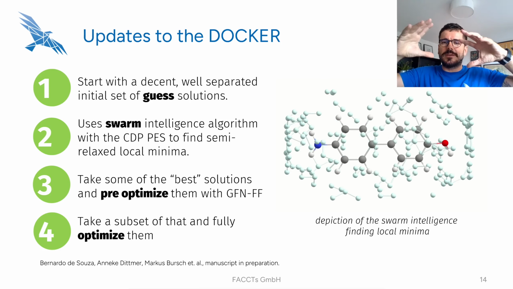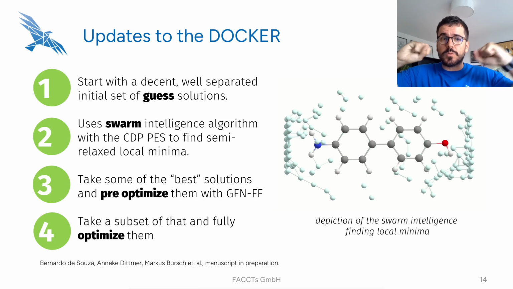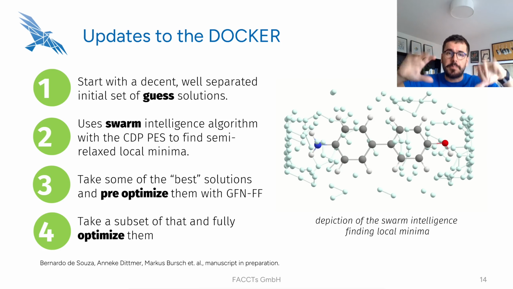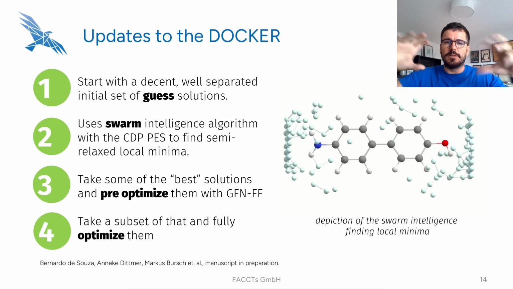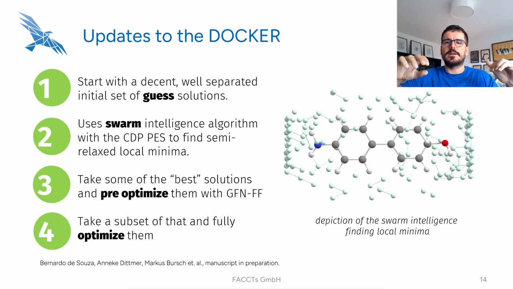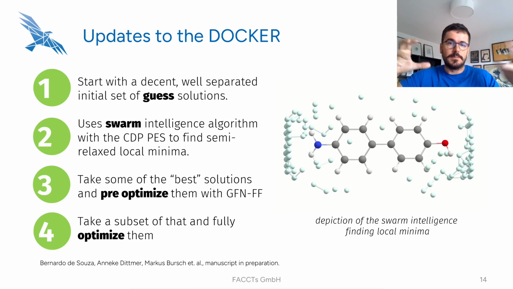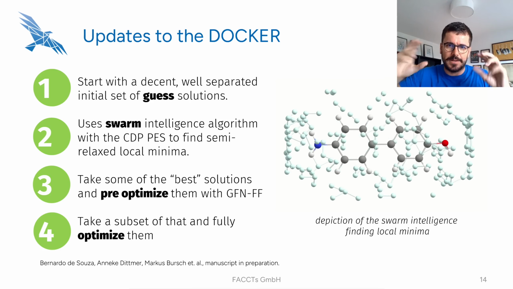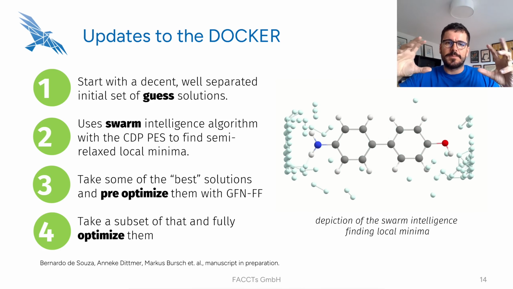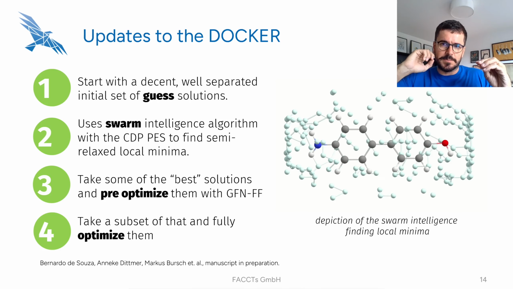We first start from some guess, and then we use swarm intelligence to find local minima as shown here. Then we have a pre-optimization step that refines these local minima a little bit, and then we go at the end with some method of choice, like a higher level, being XTB or something, still semi-empirics, a higher method of choice, to really find where things bind.